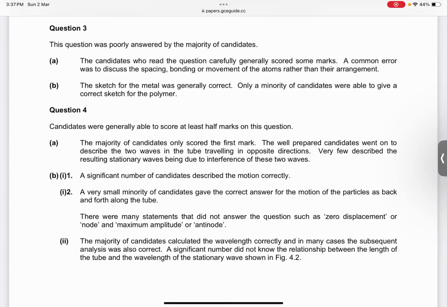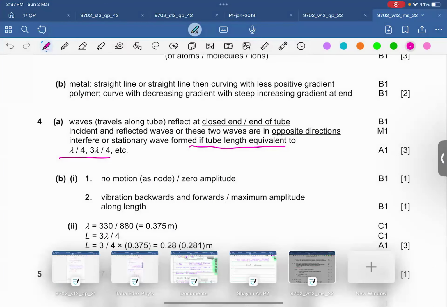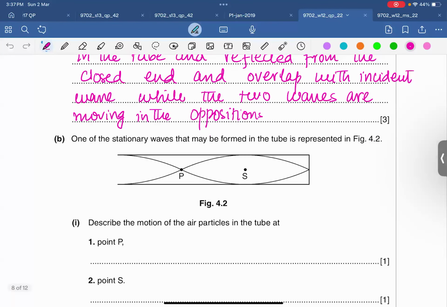Okay, so the majority of the candidates only score the first mark. This is a very easy question, and it is a repeated question. You shouldn't lose this many marks in this type of question. The well prepared candidates went on to describe the two waves in the tube traveling in the opposite direction. Very few described the resulting stationary wave being formed due to interference of the two waves. I wrote that point down: interference or overlapping. Maybe you didn't write this. Anyway, I'm also adding this point.